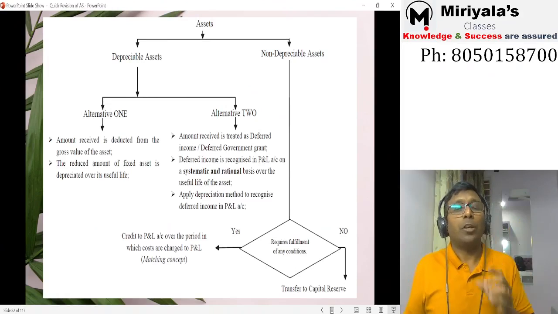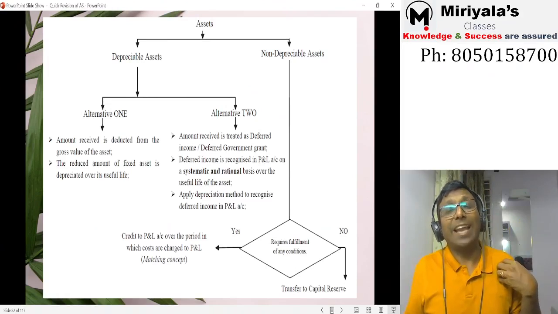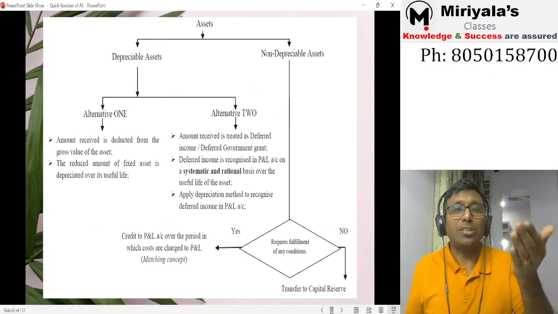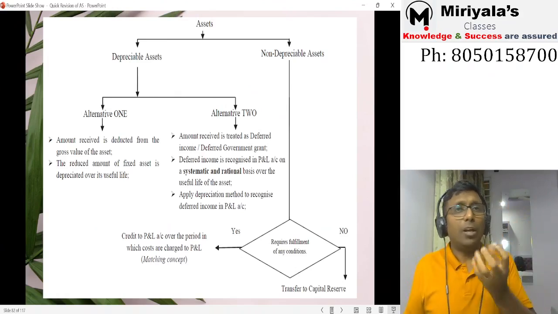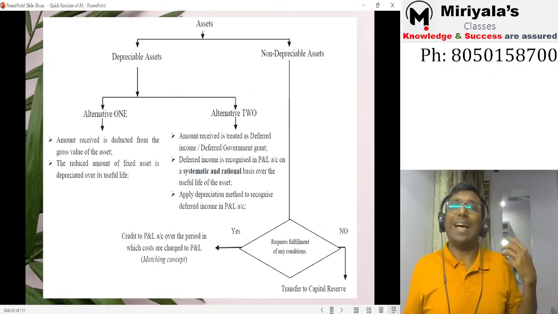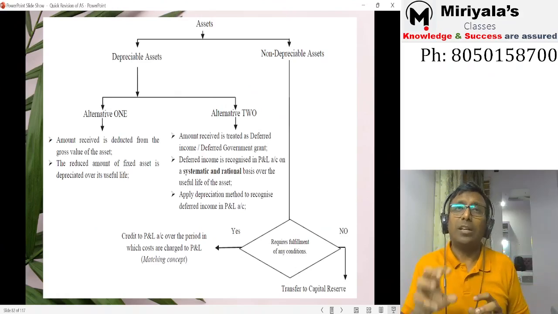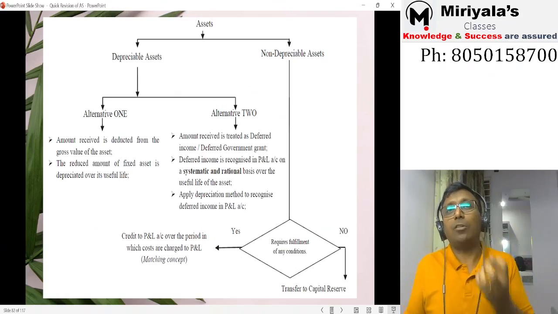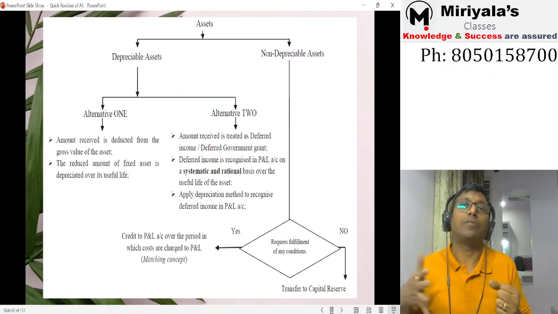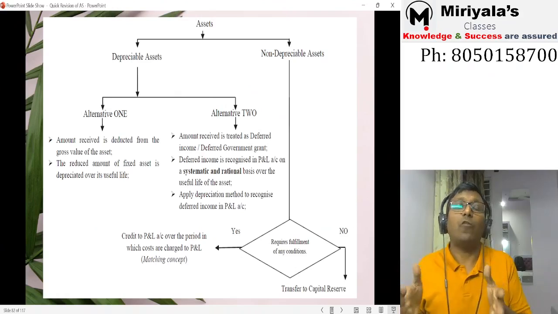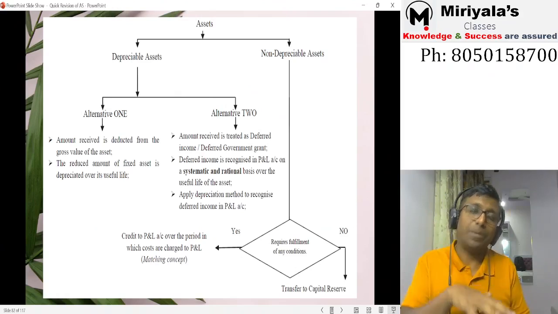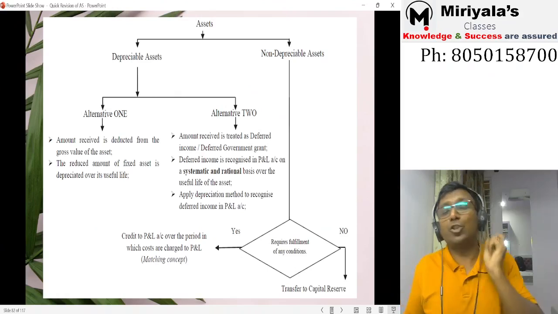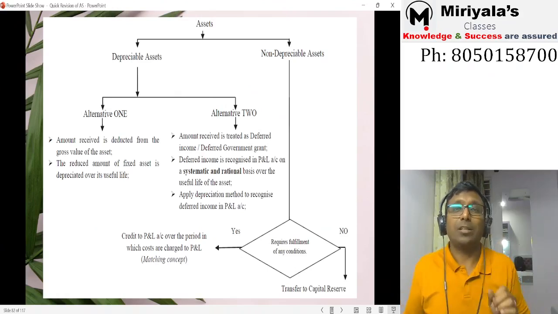Method number one, whatever amount the government has given in cash can be reduced directly from the cost of the asset. I mean to say cash account debit to property, plant and equipment. And whatever is left over should be depreciated over the life of the asset. And the next method is what? Whatever you received, you should present as a deferred government grant. And deferred government grant should be transferred to profit and loss statement over the life of the asset in the ratio of depreciation. Remember, deferred government grant will be transferred to profit and loss statement in the ratio of the depreciation over the life of the asset.